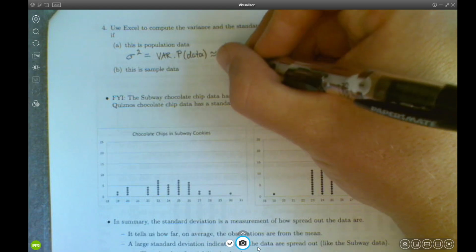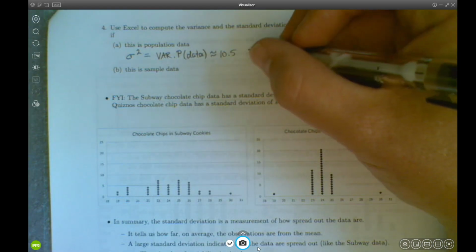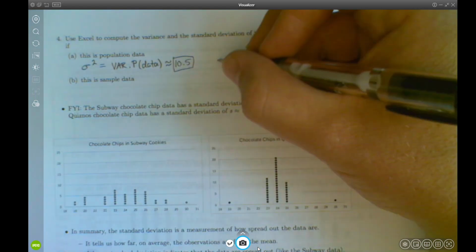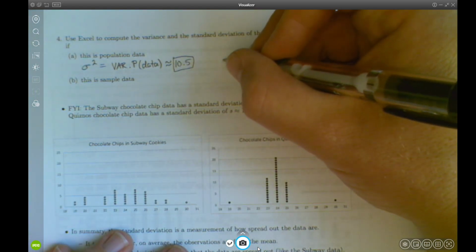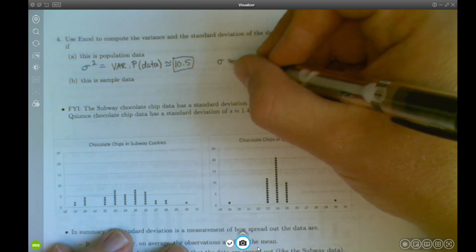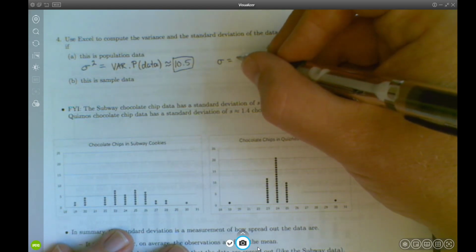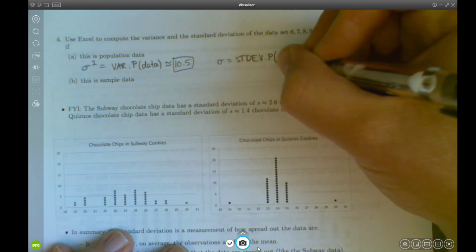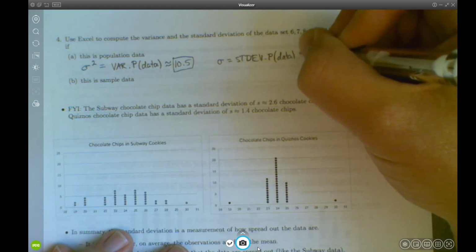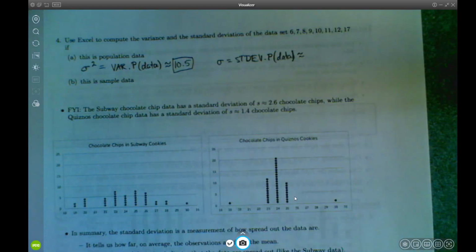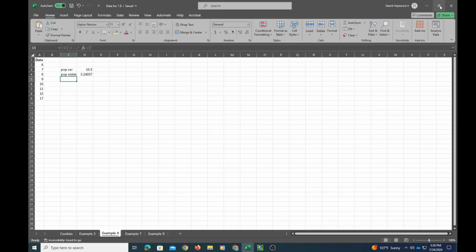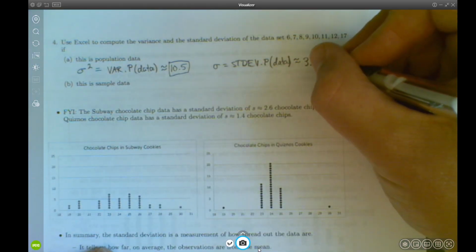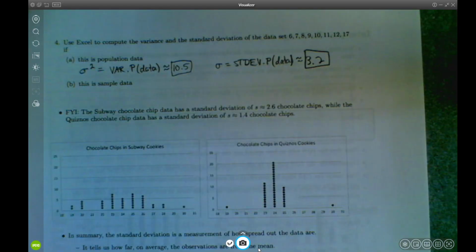So we got 10.5, and then for the standard deviation, the symbol for the population standard deviation is sigma. In Excel we would calculate this by going to standard deviation.p of the data, and we came up with approximately 3.2. Okay, so that's how we would calculate those.